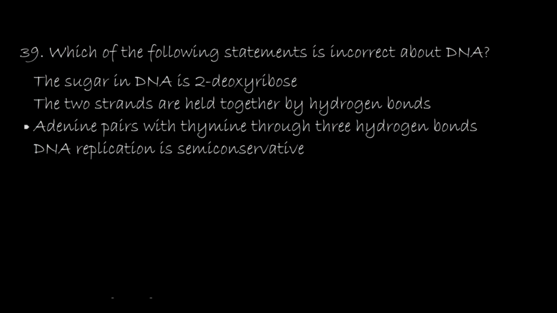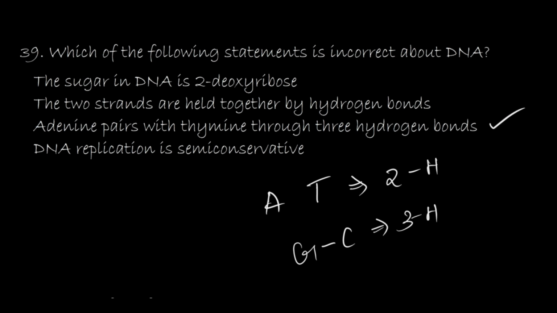Okay. So you can see option C, which says adenine pairs with thymine through 3 hydrogen bonds. Adenine with thymine is not 3 hydrogen bonds, that is just 2 hydrogen bonds. But in the case of guanine with cytosine, that will give you 3 hydrogen bonds. So the answer to this question is option C.